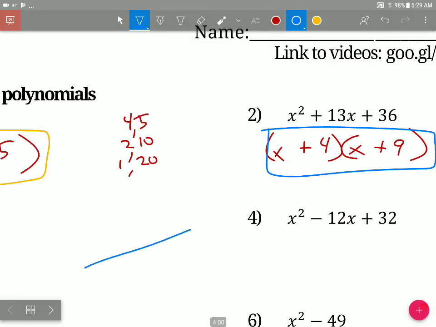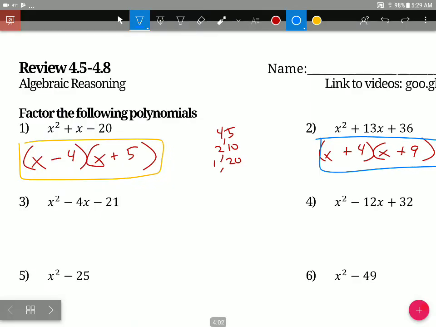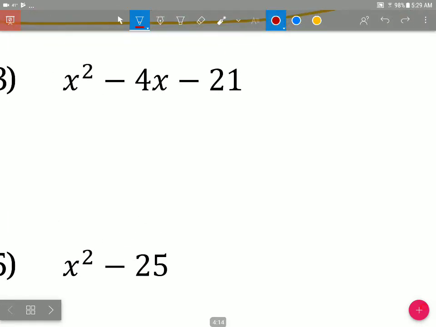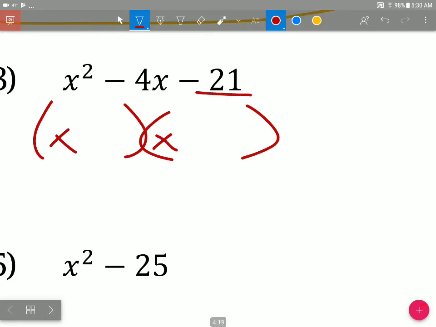All right, let's keep going. If I were you, I'd pause the video and try the rest of them, because I'm going to burn through these real quick. So here we go. Two things multiply to the left: x and x. Two things multiply to 21. Well, it's 1 and 21 and 3 and 7. I can't figure out a 1 and 21 that'll get me to a 4, so I'll do 3 and 7 instead. And I'll do a negative 3 and a positive 7.